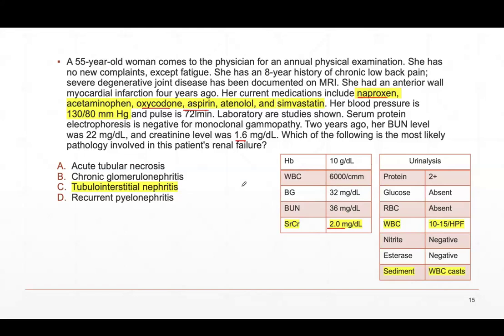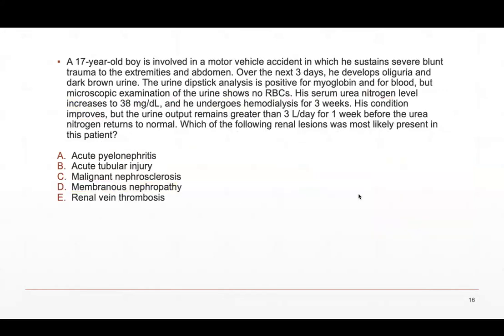But the most important thing here really is the medications. And usually what causes tubulointerstitial nephritis are NSAIDs. But you also have other kinds of drugs like diuretics that can cause it. Is this clear? Come on. Great. Alhamdulillah.